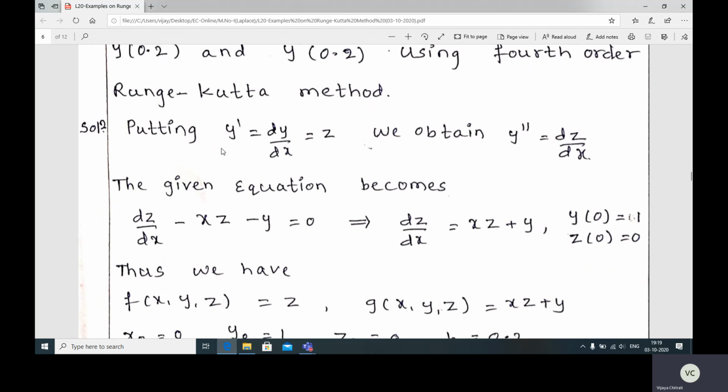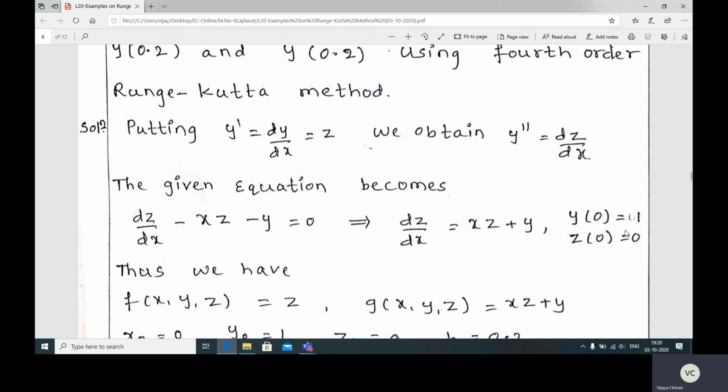So differentiating this, the derivative of y dash will be y double dash, which is equal to dz by dx. Now the given equation becomes dz by dx minus x y dash, that is z, minus xz minus y is equal to 0. I need dz by dx is equal to. So transfer these two from LHS to RHS, minus becomes plus. So dz by dx is xz plus y.